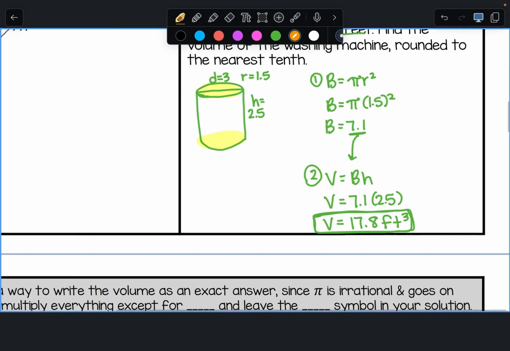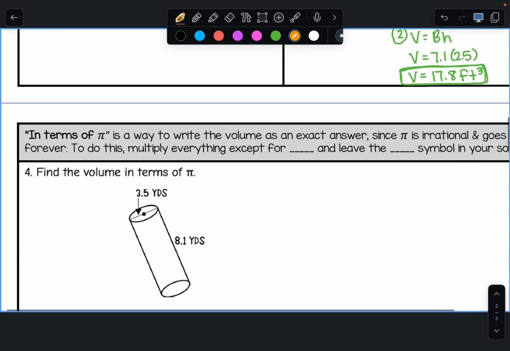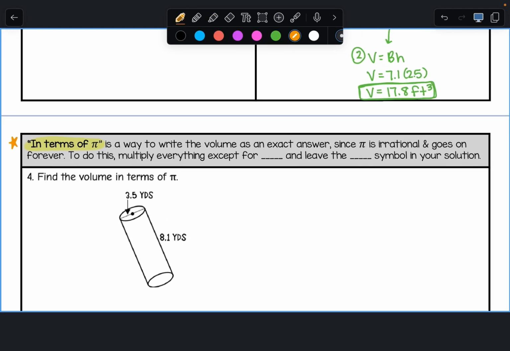Questions? Pretty straightforward. 2 steps. Do one, then the next, right? Now, with volume questions, you're going to get a phrase. Put a little star by it. This phrase, they'll call it in terms of pi. Okay? And that is a way to write volume as an exact answer, since pi is irrational, meaning it's a decimal that goes on forever.